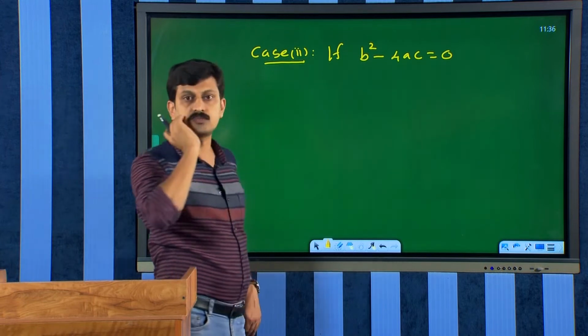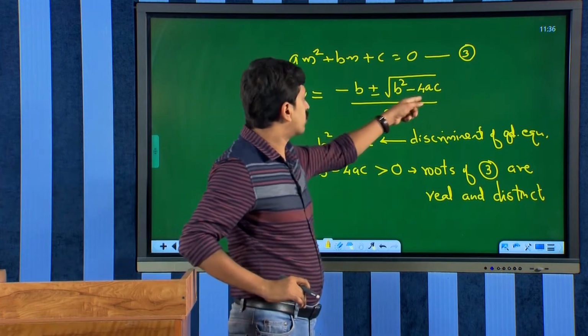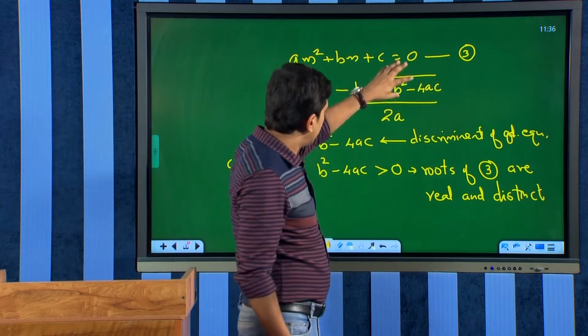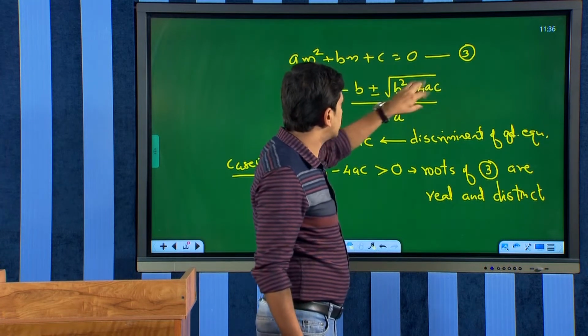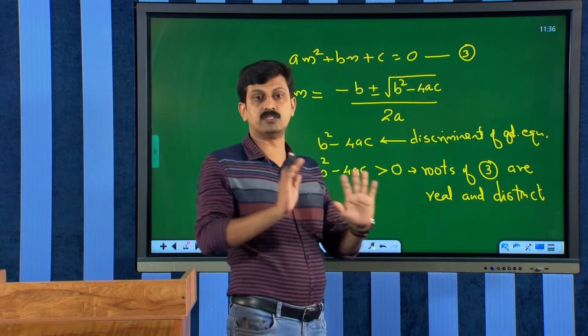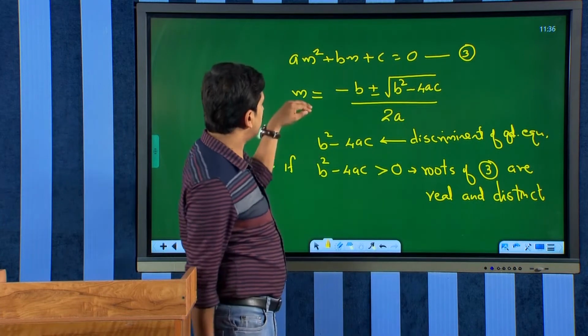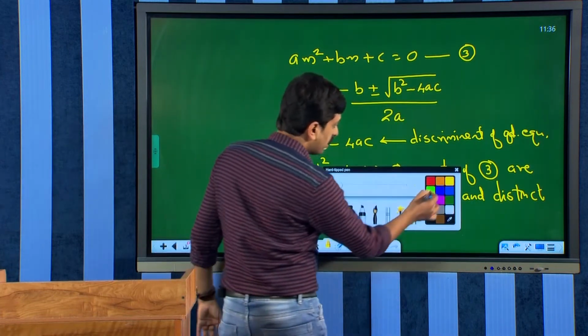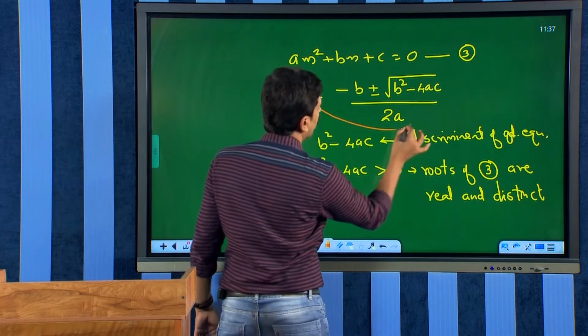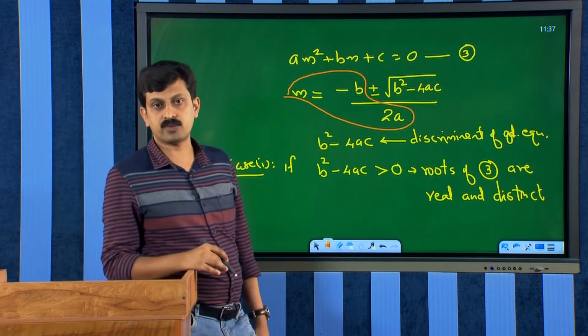See, my dear students, what will happen in this case? b square minus 4ac equal to 0. That is, the term inside the square root will be 0, so this part will not be there. The entire m shrinks into minus b by 2a. The m is equal to minus b by 2a.